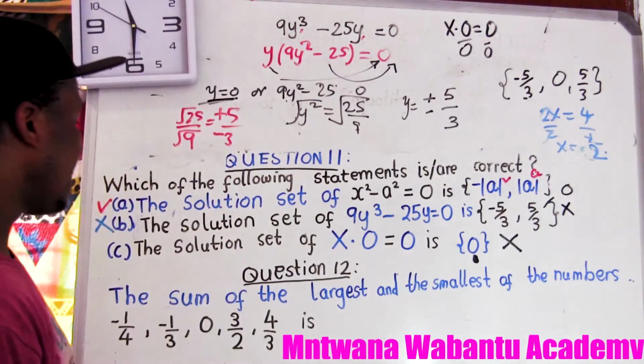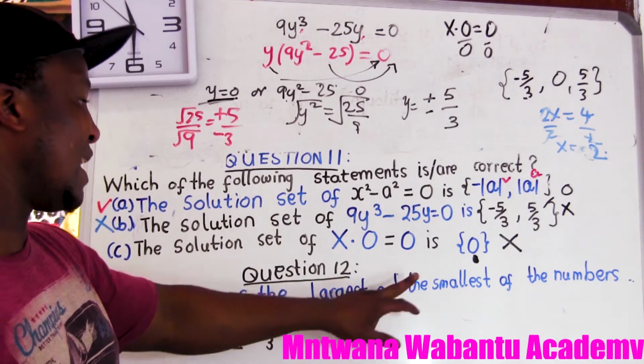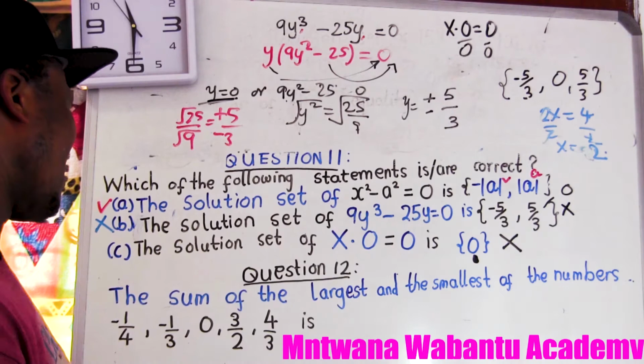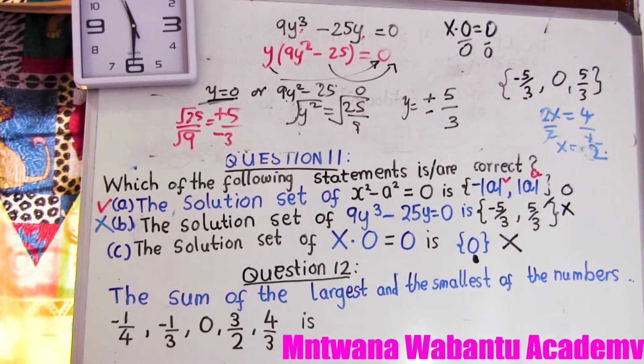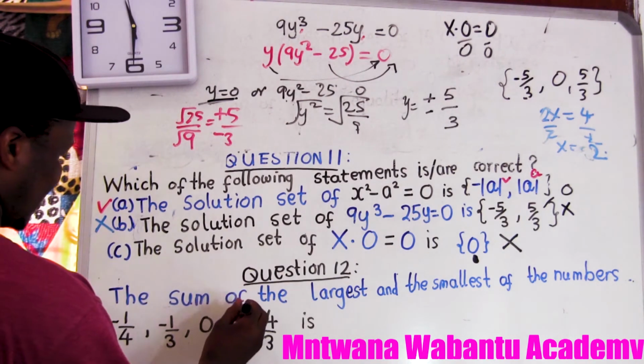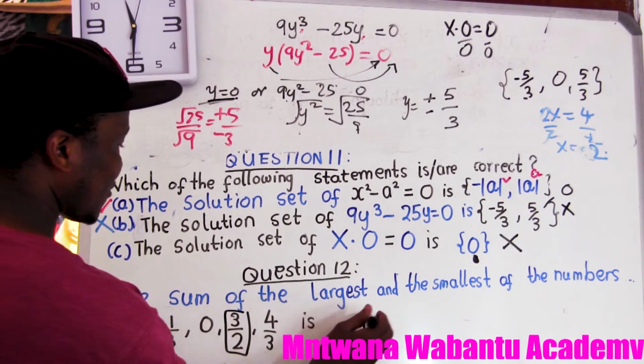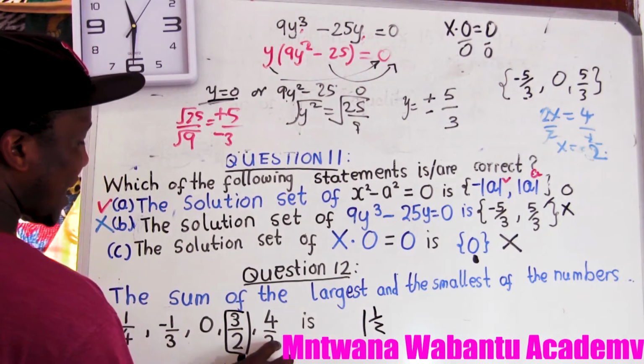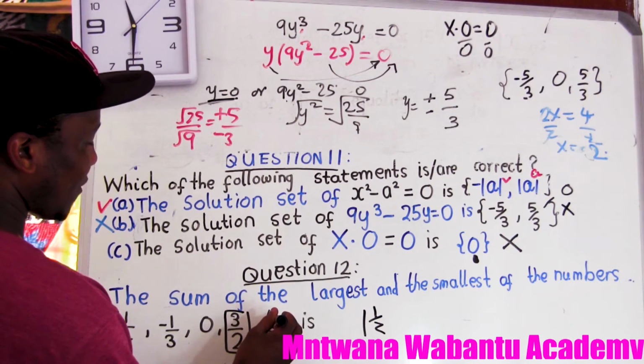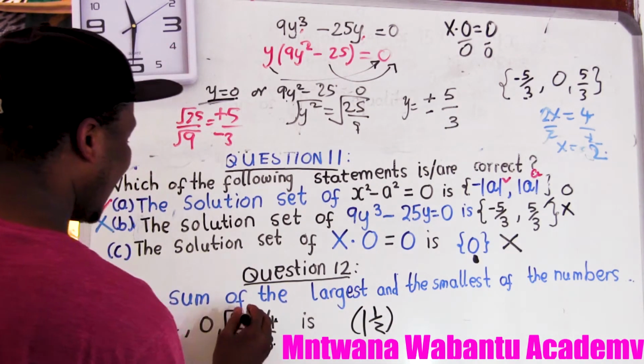Okay, they say the sum of the largest and the smallest of the numbers is... come on, this is easy, guys. Which is the biggest one here? The biggest one is this one. You know why? Because this is how many 2 and 3 is 1, and they'll be left with 1.5. But this, how many 3 and 4? Let's see. So for me, this is the biggest.